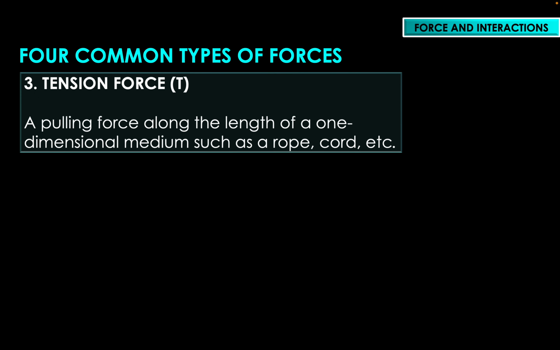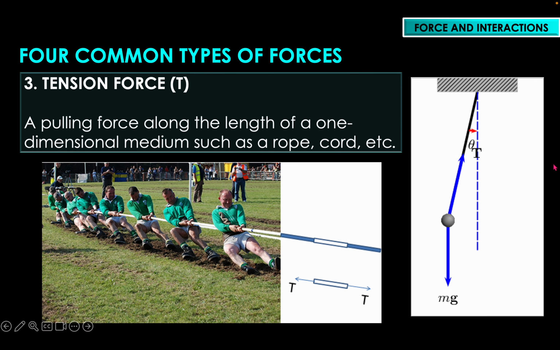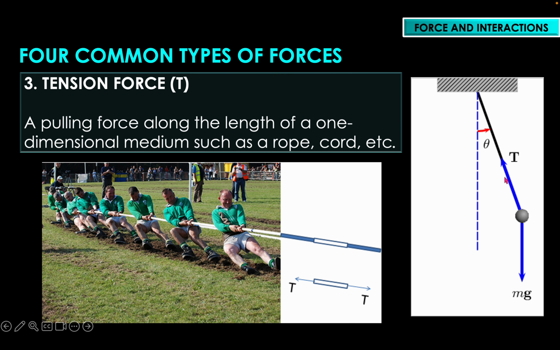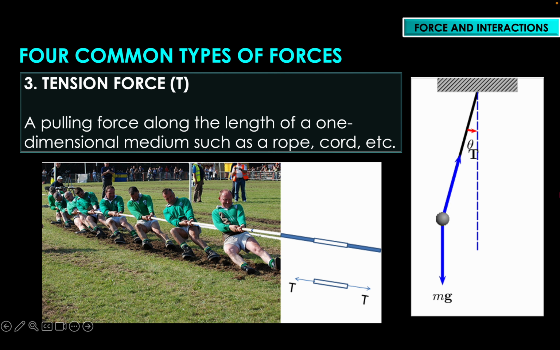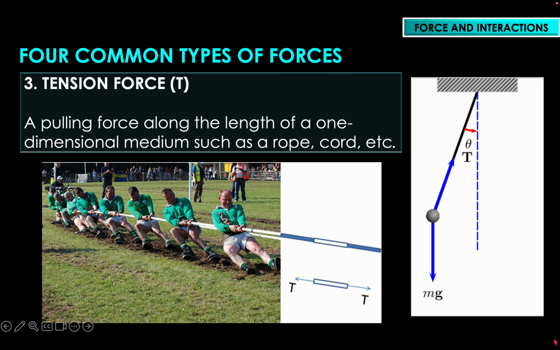After friction, next we have tension force, or you can simply say tension. So in the case of tug of war, the tension force is acting in both directions because both teams would be pulling on the rope. And then in this pendulum, the tension force is directed upward, represented by this blue upward arrow, because it basically keeps the mass suspended in the air, even if there is gravity pulling it down, given by mg.